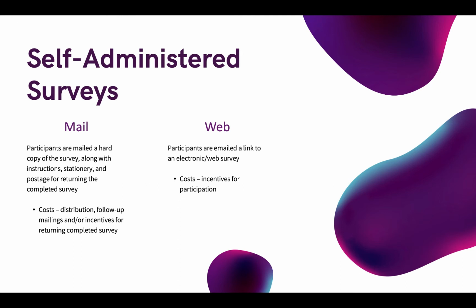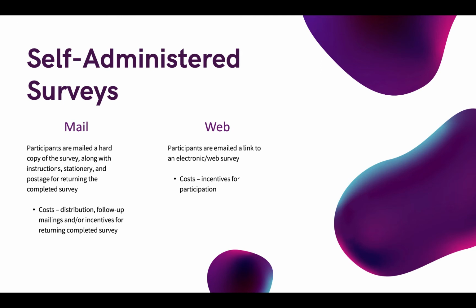Mail-in surveys are mailed to the participants in the sample. There are hard copies of the surveys that are sent along with instructions on how to complete the survey, stationery, and postage for returning that completed survey. I will note that these mail-in surveys have many costs associated with them, not only the costs associated with devising the survey, the items, and constructing the visual layout, but also with distribution of those hard copies, paying for making those copies, paying for follow-up mailings if people haven't completed the survey yet, and or incentives for completion.